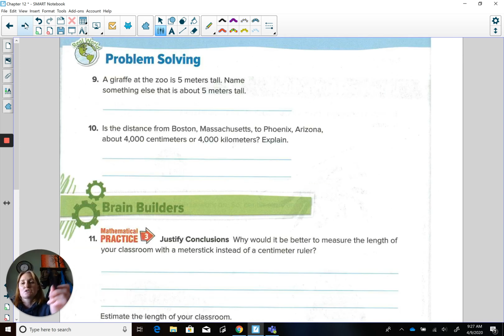We're just going to look at the top 2. A giraffe at the zoo is 5 meters tall. Name something else that is 5 meters tall. So I want you to think about this one for a minute. Pause this video, and I want you to write down a couple things that would be as tall as a giraffe. Okay? And I'm going to write down a few things. So pause the video so you're not taking any of my answers.